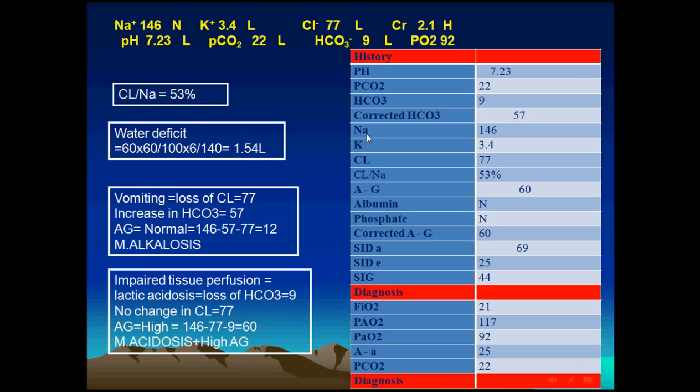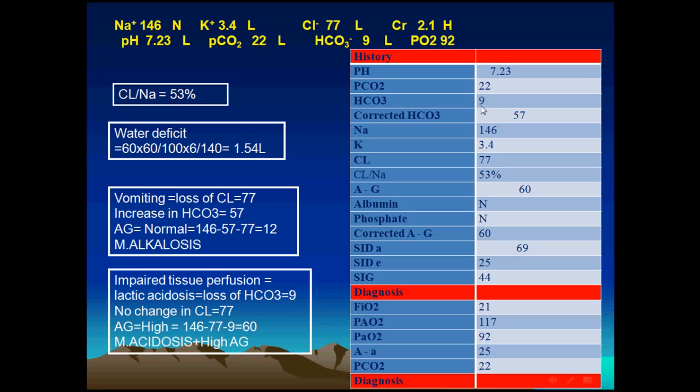Now we jump to the sodium. It's normal or just a little bit high, maybe due to hemoconcentration. The potassium is normal. The chloride is 77. This is low chloride, hypochloremia. So the ratio between chloride and sodium is 53, normal 74. This means that there is loss of chloride. With the loss of chloride, there should be a concomitant compensatory increase in the bicarbonate.